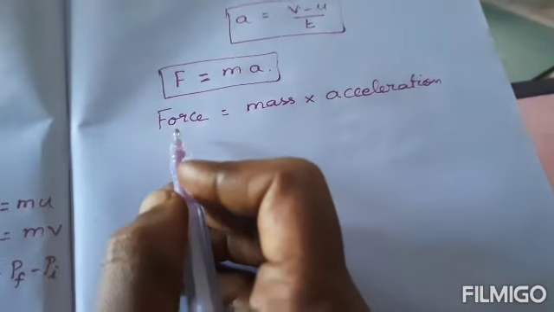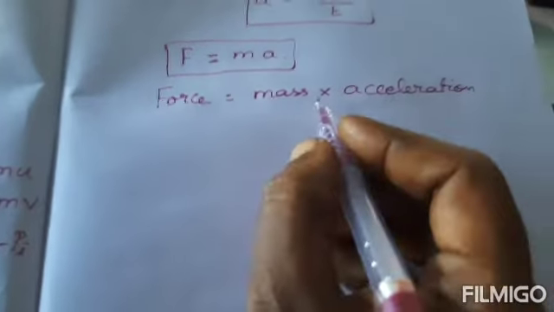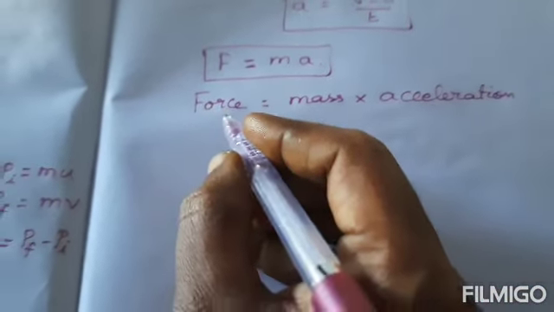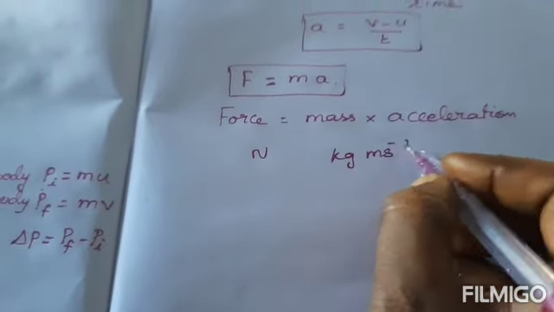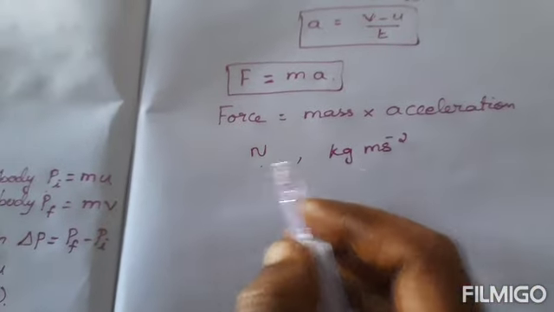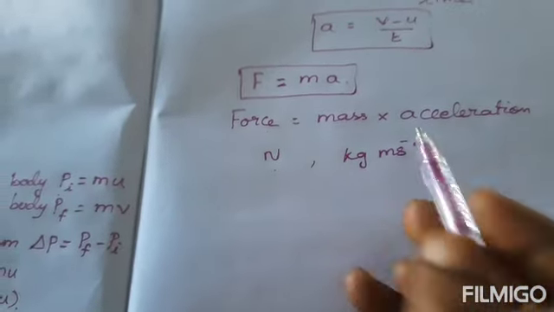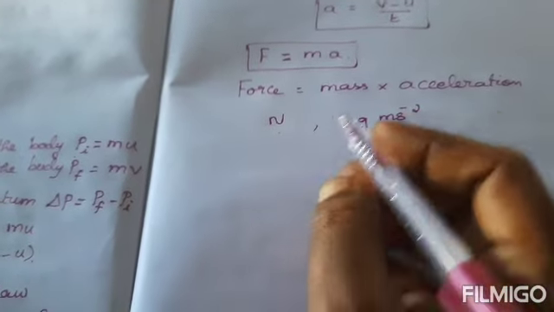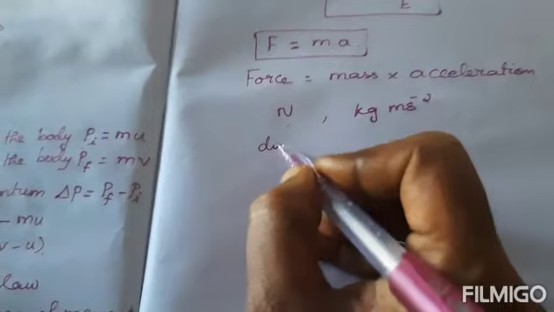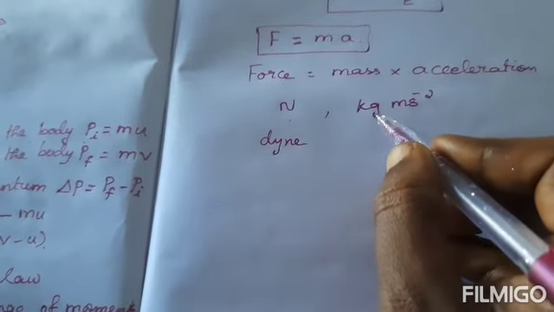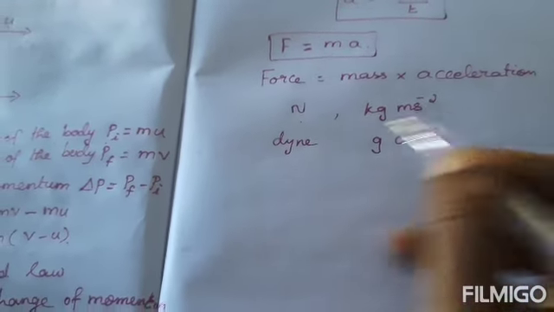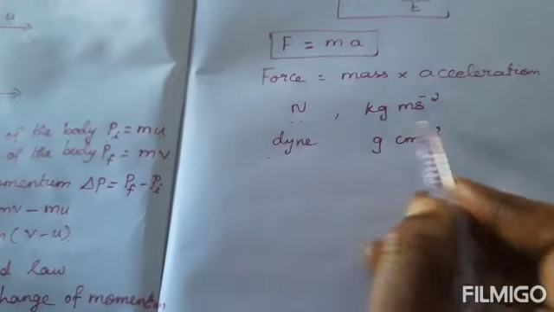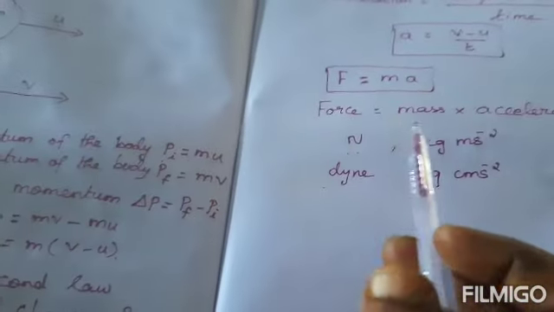Do you understand, students? What is the formula for force? F equal to ma, mass into acceleration. The unit also you know, the force unit is Newton. So you can write kilogram meter second power minus 2, this is the SI unit of force. Then CGS unit also you can write: the unit is dyne, and here instead of kilogram you have to write gram, instead of meter, centimeter, second power minus 2. This is the CGS system, and this one is the SI system. Can you understand? So these are the derivations of Newton's second law of motion.